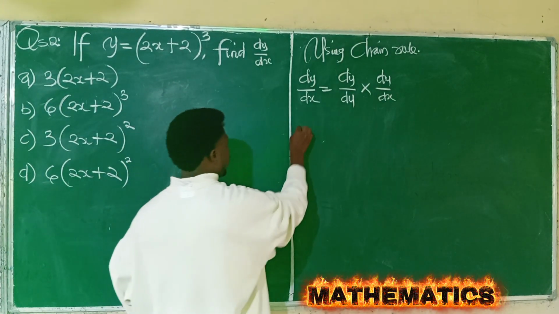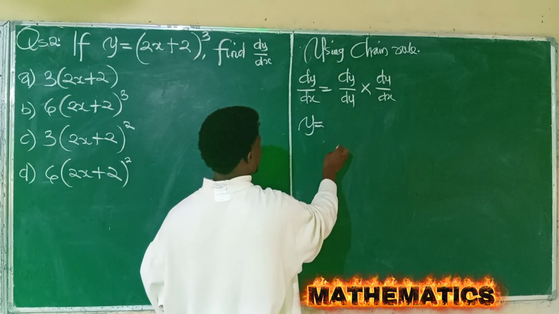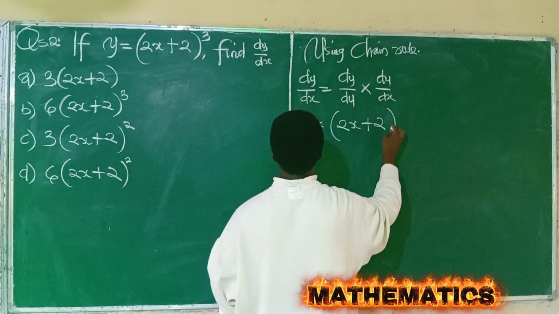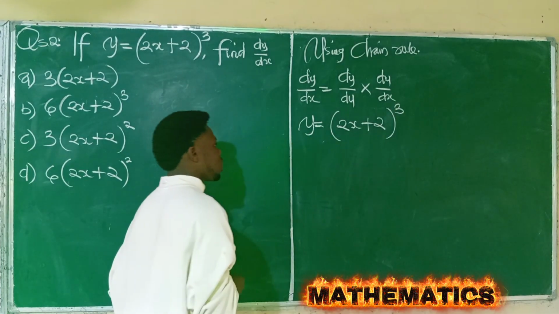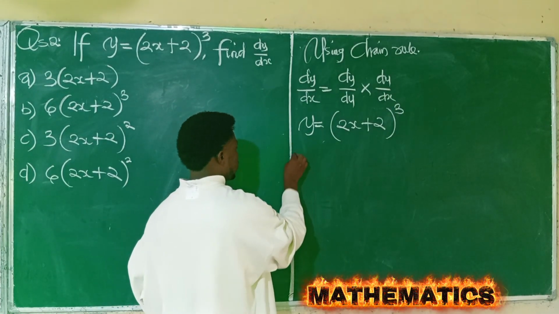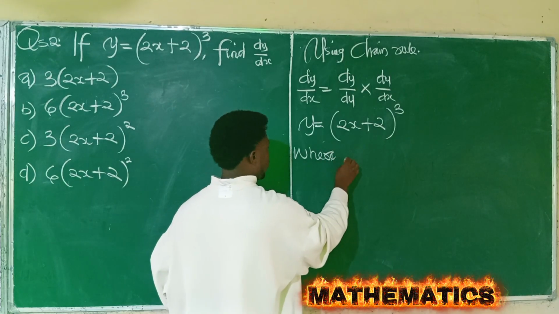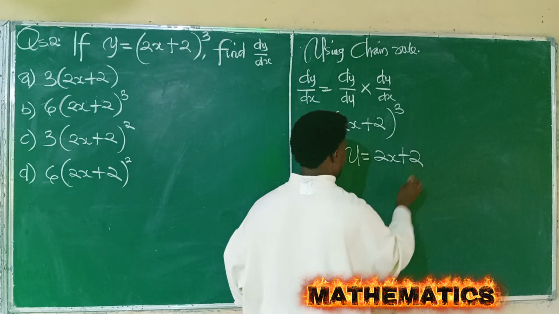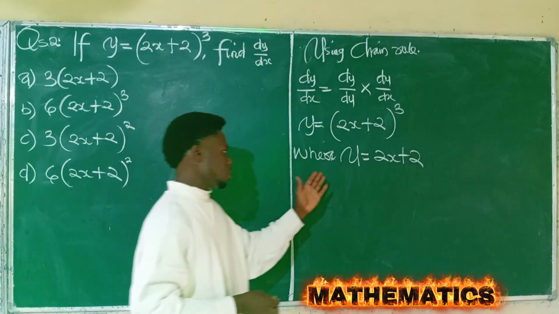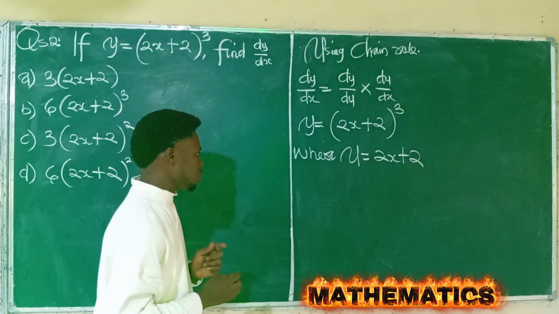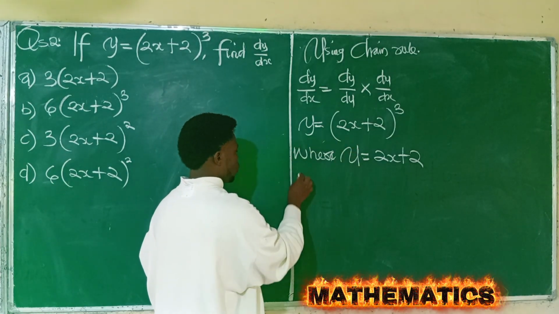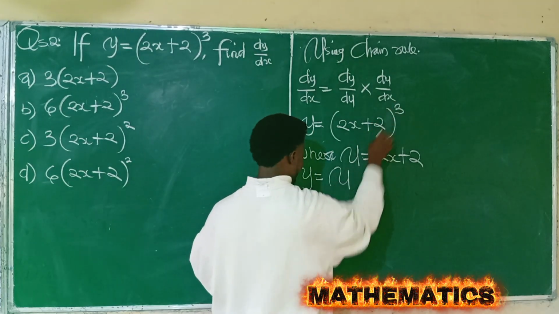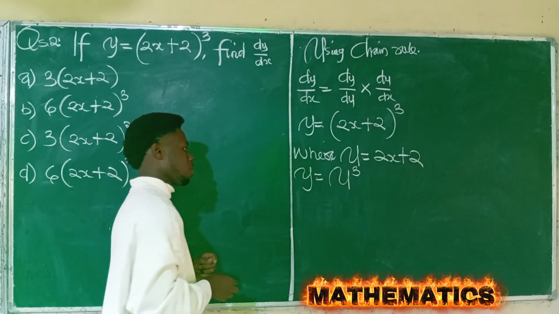The question is y is equal to, in parentheses, 2x plus 2 raised to the power of 3, where u is 2x plus 2. So everything in the bracket is given as u. If everything in the bracket is u, to rewrite this, we say that y is equal to u raised to the power of 3.